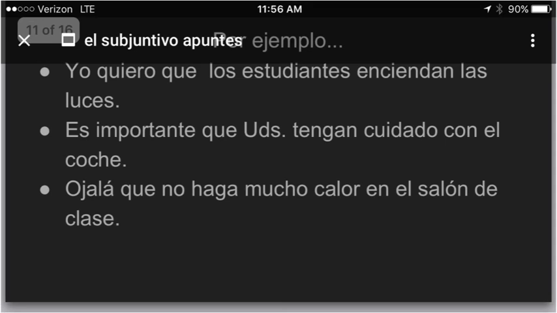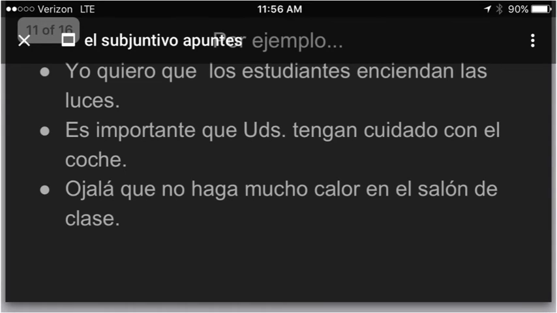So if you take a quick look, por ejemplo, en la página 5, tenemos la oración, yo quiero que los estudiantes enciendan las luces. I want the students to turn on the lights. I want the students to do something. Es importante que ustedes tengan cuidado con el coche. It's important that you're all careful with the car. It is the subject of the first clause, and ustedes is the subject of the second clause.